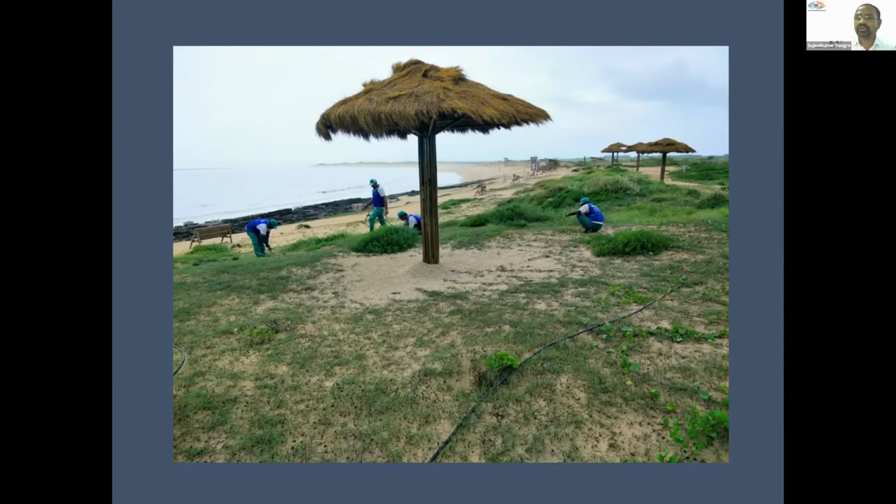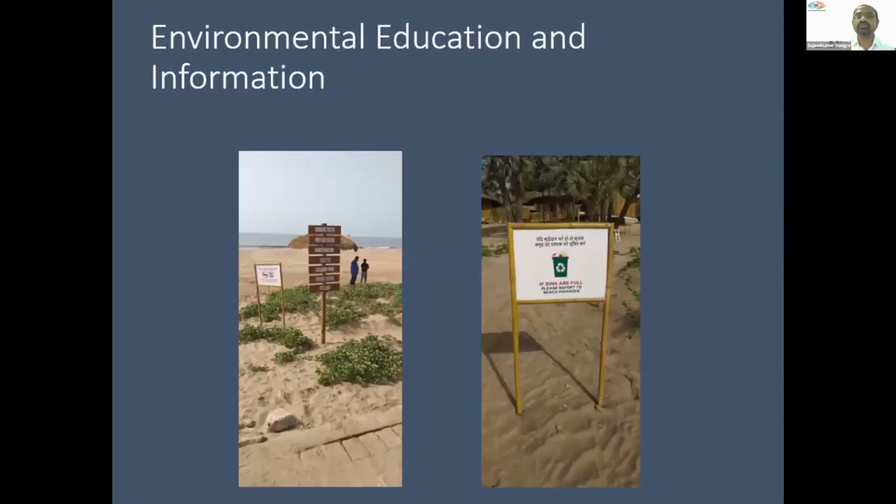So those are classic examples to show that the blue flag is not just coming and enjoying. That blue flag is beyond what we can conventionally think of. For India, blue flag is an opportunity for us to restore our beaches and also convert them into ecological spaces where people come, enjoy and learn about the ecosystem service value that we get.